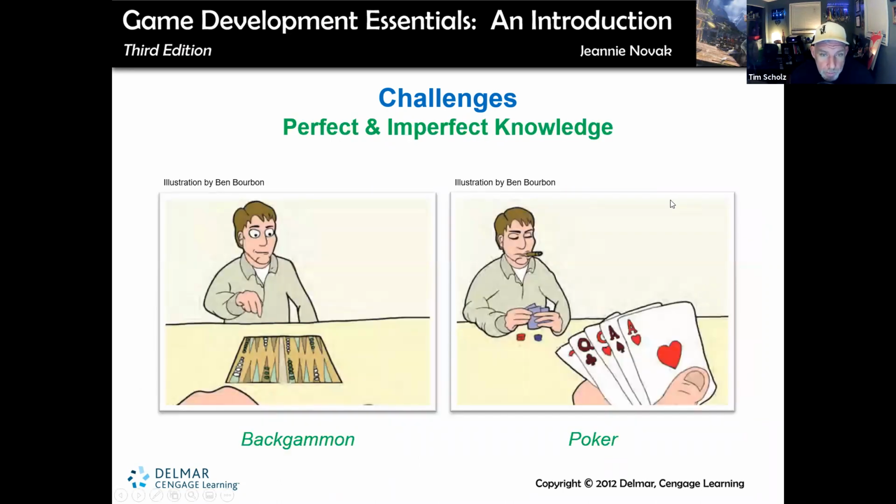So the next concept in the challenge is perfect versus imperfect knowledge. When you're looking at it, perfect knowledge has to do with, as you're going through and playing the game and working through your challenge, perfect information meaning that you have all the information you need in front of you to be able to make your decisions and understand it.